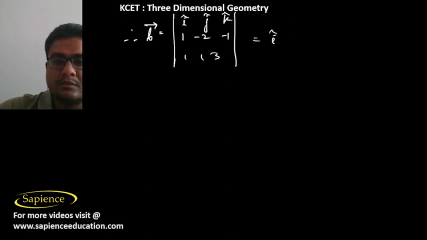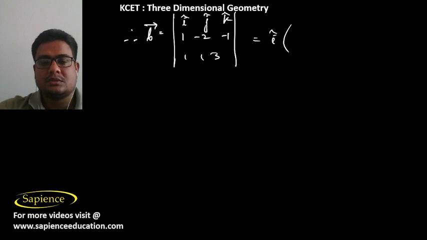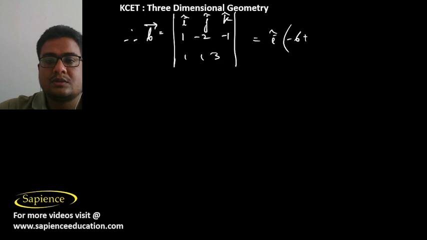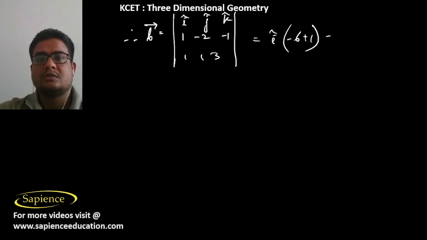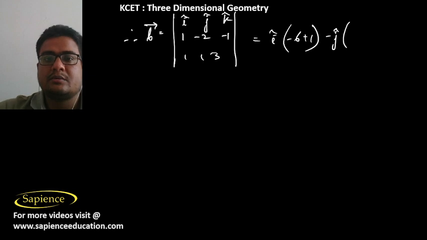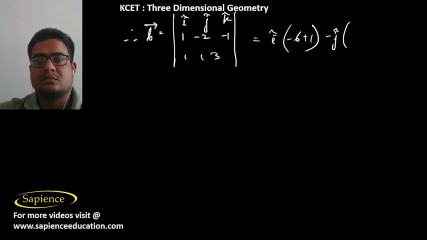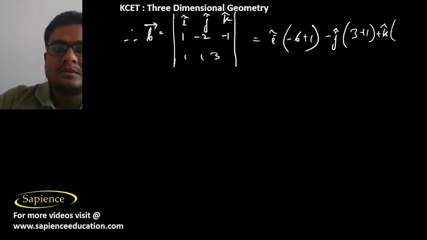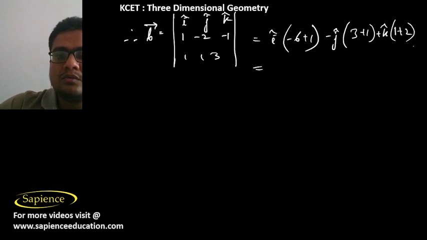That will be i cap into (6 minus of minus 1), that is 5 in magnitude, minus j cap into (3 plus 1), plus k cap into (1 minus of minus 2, that is plus 2). So this will be equal to minus 5 i cap minus 4 j cap plus 3 k cap.